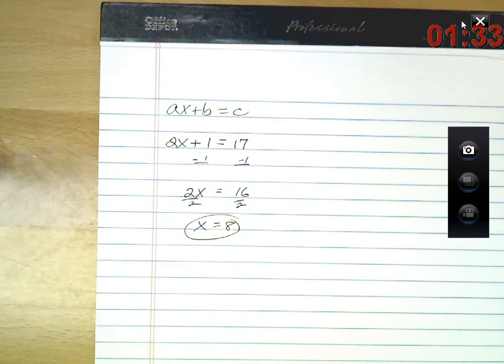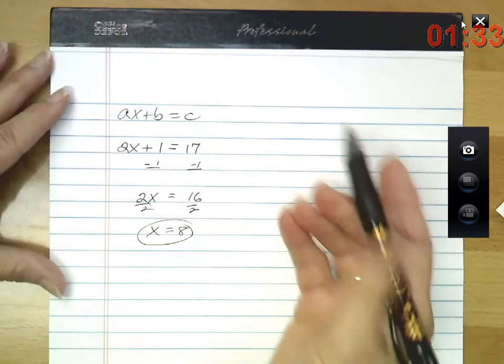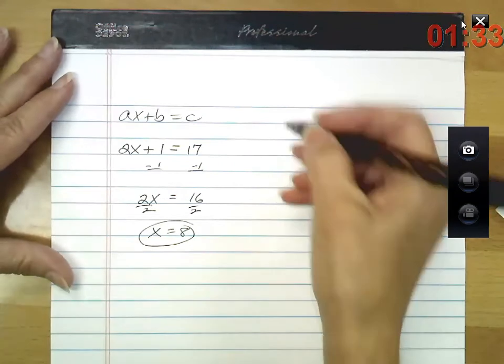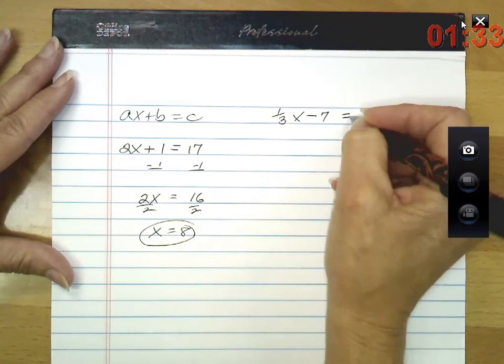So the problems that you're working are a combination of those first 4 types of equations. Now let's look at this one. Let's say we have 1/3 x minus 7 equals 8.